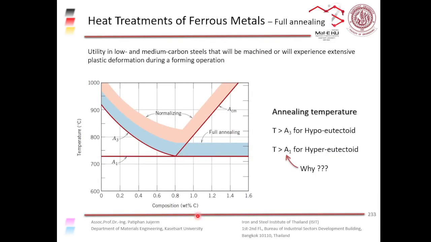Okay, so we have this corner of the phase diagram, and you see all these lines. Yeah? We have A1 line, A3 line, ACM, etc. Right? The A1 line is basically the eutectoid temperature. Okay, this is the eutectoid temperature.